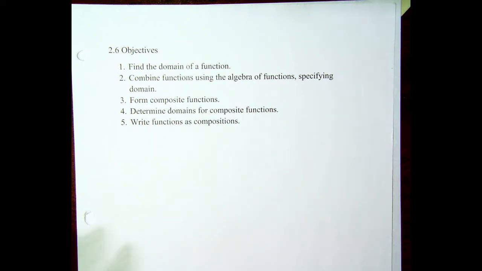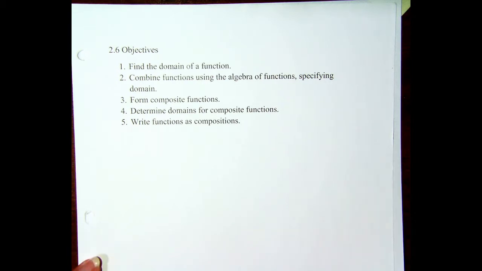2.6 objectives. Number 1, find the domain. Number 2, combine functions using the algebra of functions, specifying the domain. Number 3, form composite functions. Number 4, determine domains for composite functions. And number 5, write functions as compositions.